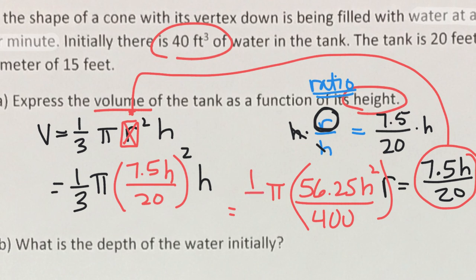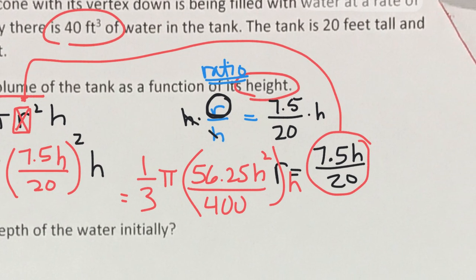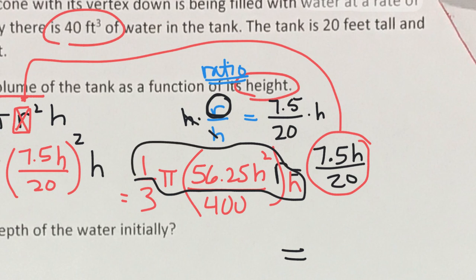And I'm kind of squishing everything in here. But we still have the 1/3, we have the pi, and we have your h, this h afterwards here that I still need to think about. So now I can finally simplify all of this stuff. The volume is, I'm going to multiply all of these things together.